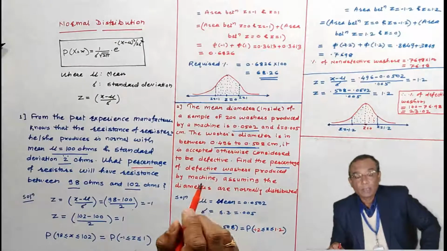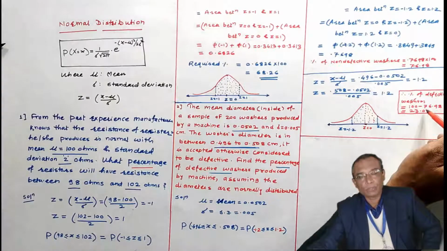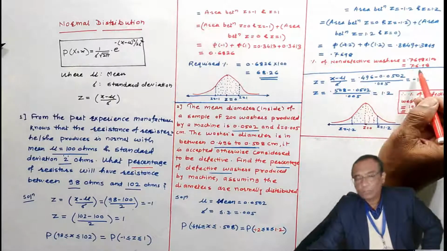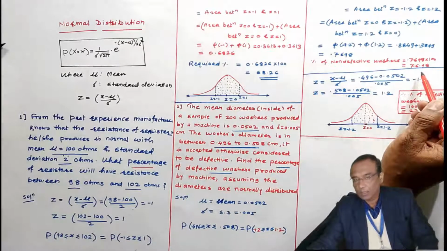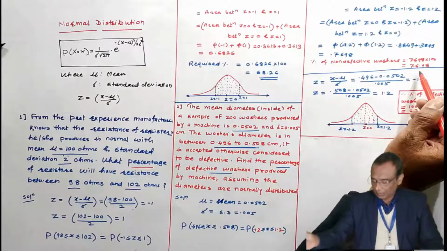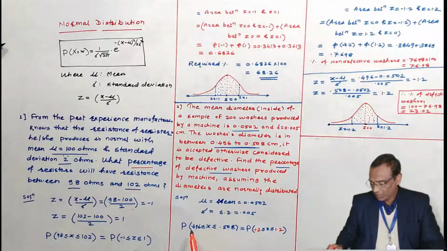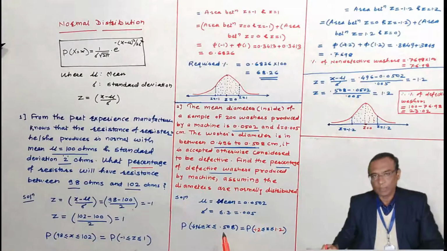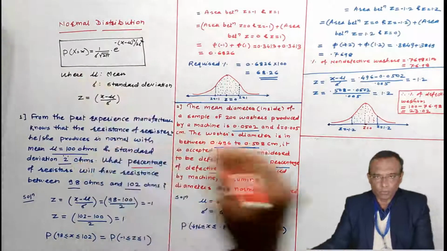This means 23.02% of washers are defective and 76.98% of washers being produced by the machine are non-defective, meaning the washer's diameter is in this range 0.496 to 0.508. In this way we solved a simple problem of normal distribution.